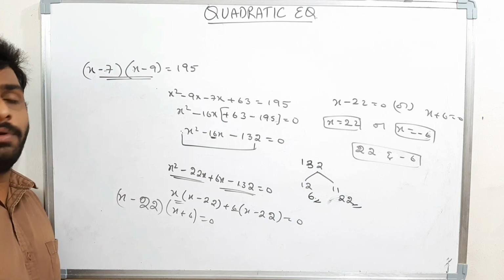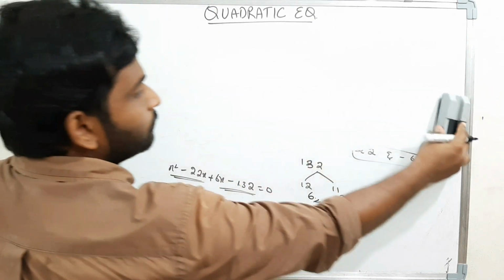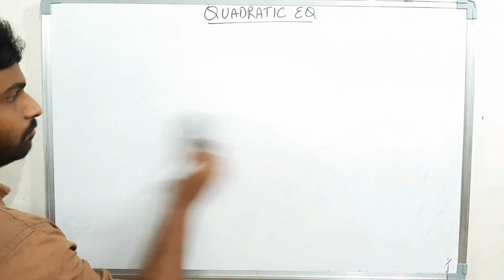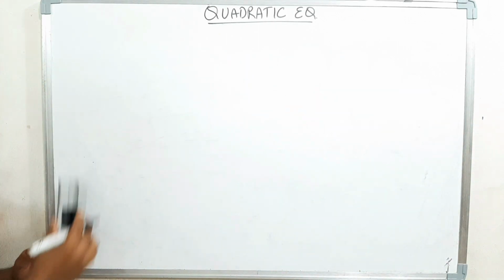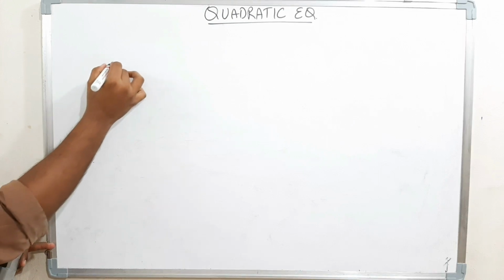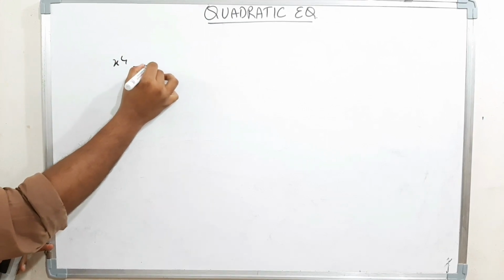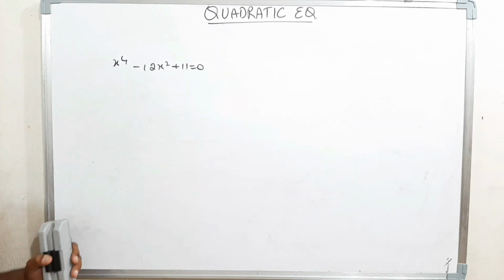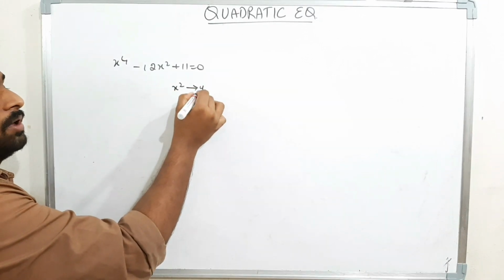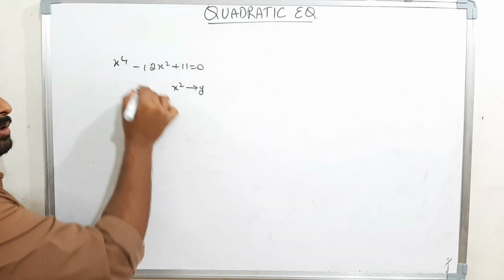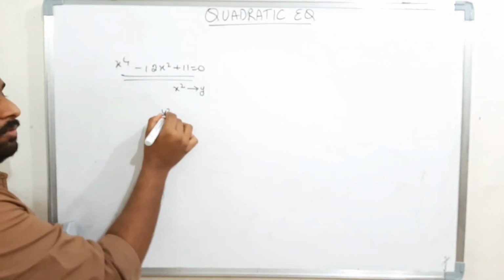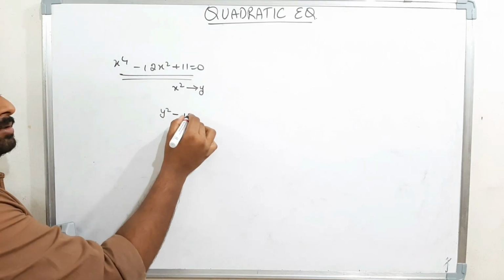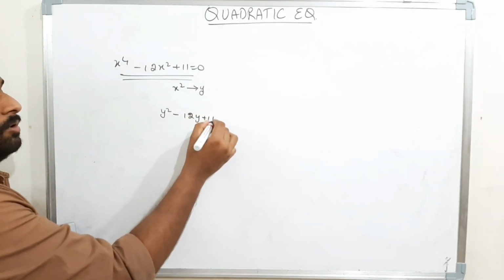Okay, we will see one more example. x power 4 minus 12x square plus 11 equal to 0. Now how can I solve this? x power 4. Now I have to assume x square as y. Therefore, the equation can be written as y square minus 12y plus 11 equal to 0.